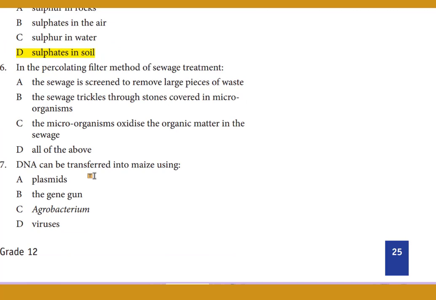Question number six. In the percolating filter method of sewage treatment, A, the sewage is screened to remove large pieces of waste. B, the sewage trickles through stones covered in microorganisms. C, the microorganisms oxidize the organic matter in the sewage. D, all of the above. The answer is D.